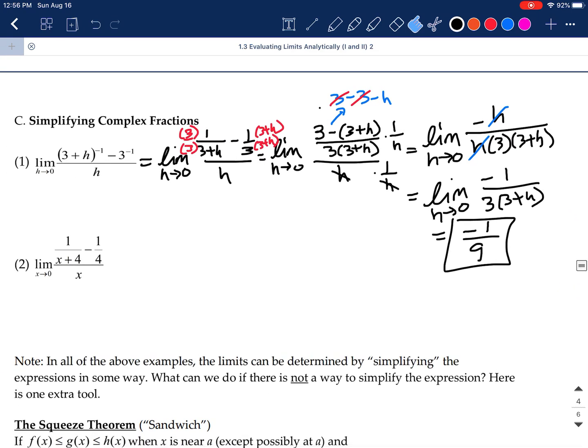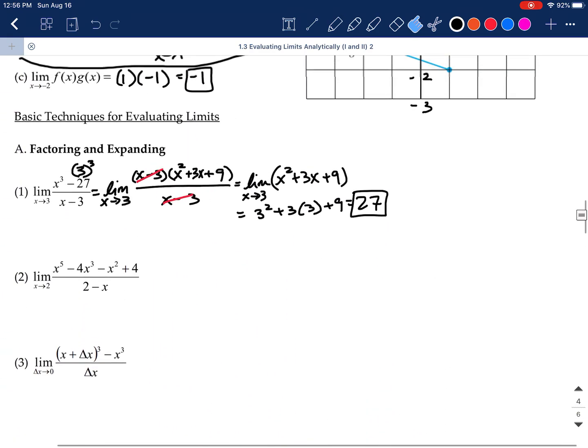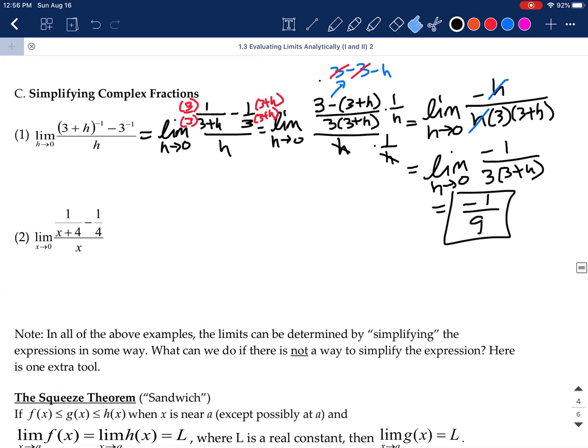So those are the 3 most common techniques besides direct substitution: complex fractions, rationalizing, factoring, and expanding. When you're doing the homework, think about how you're identifying those things. And again, the second example will be for you to do on your own and check the notes for.